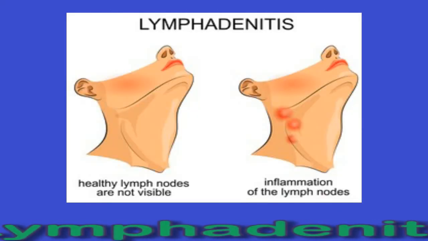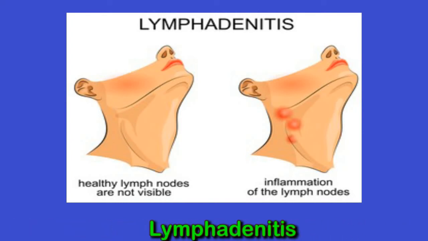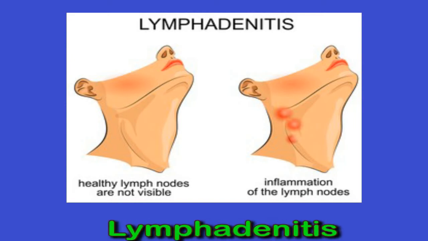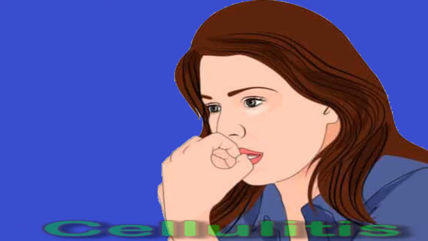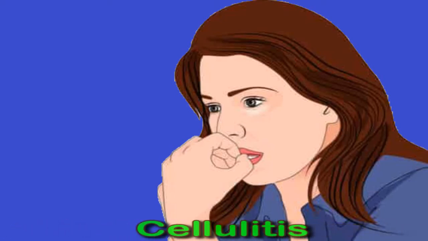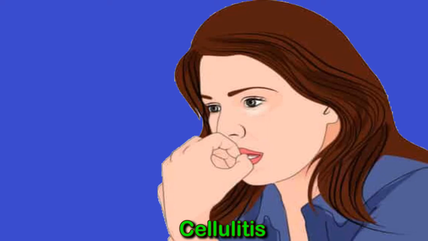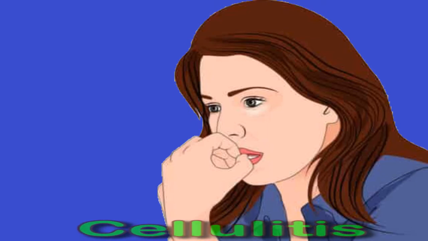Lymphadenitis. Lymphadenitis occurs when one or more lymph nodes swell in response to an infection in the area. If the infection is in the head or neck, it may lead to swelling in one or both cheeks. Cellulitis. Cellulitis is a bacterial infection in the fat or soft tissue beneath the skin. Alongside facial swelling, other symptoms include skin that feels warm, pain or tenderness in the area, a fever, chills.